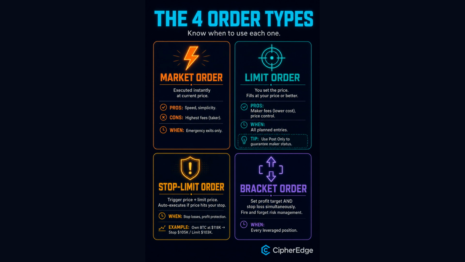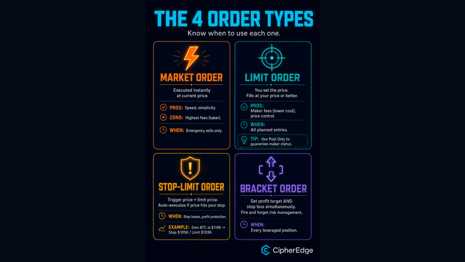Limit orders are what you want to use for the vast majority of your entries and most of your planned exits. You specify the exact price you're willing to buy or sell at, and the order only fills at that level or better. It sits on the book until it either fills or you cancel it.